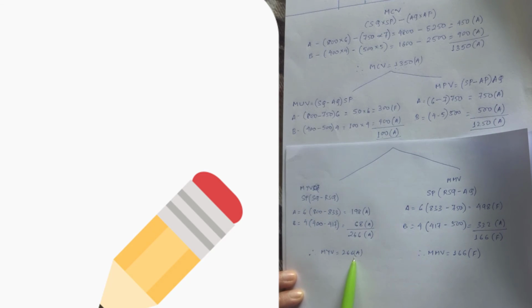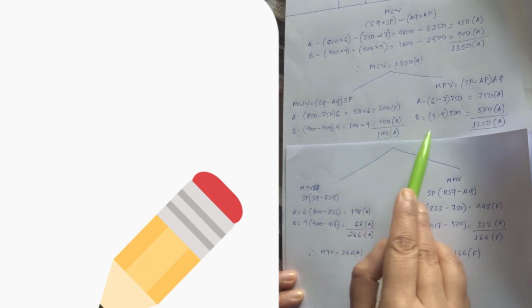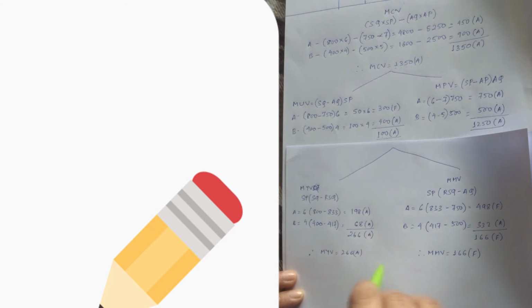Yield variance we got 266 adverse and material mix variance we got 166 favorable. So when you minus these two, we are getting 100 adverse. So you have to prove it according to the structure which I have shown you. So this is the answer for this question, and you have to practice more questions such as this. If you understand this question, you can do any kind of problems on material variance.